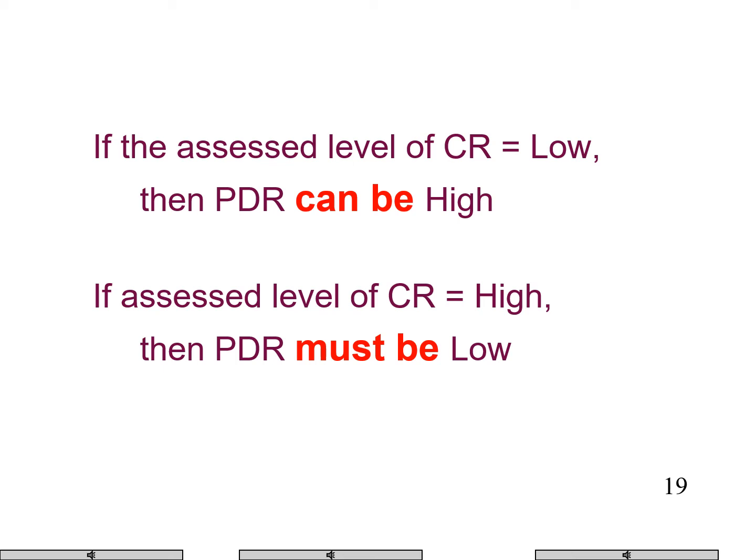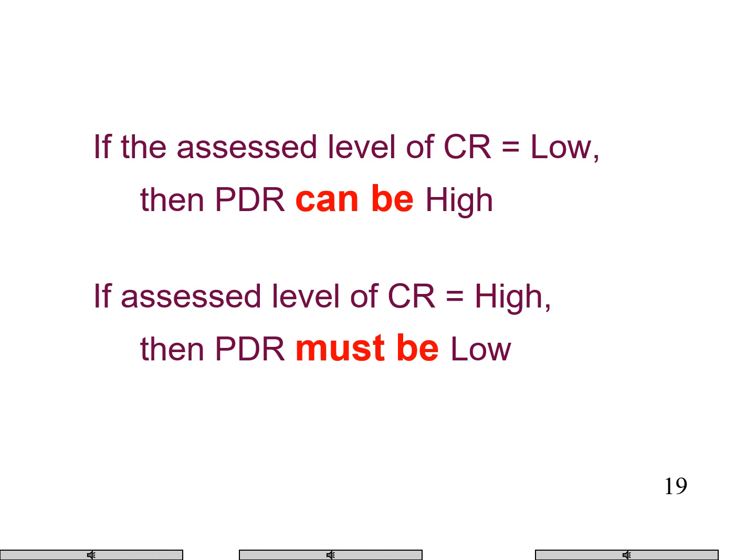Notice the wording here. If the assessed level of control risk is low, if their controls are effective, then planned detection risk can be high. If the assessed level of control risk is high, then planned detection risk must be low. I want you to think, why does it say "can be" in the first case and "must be" in the second case?